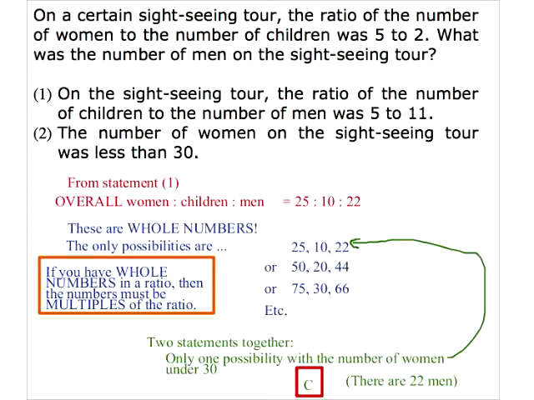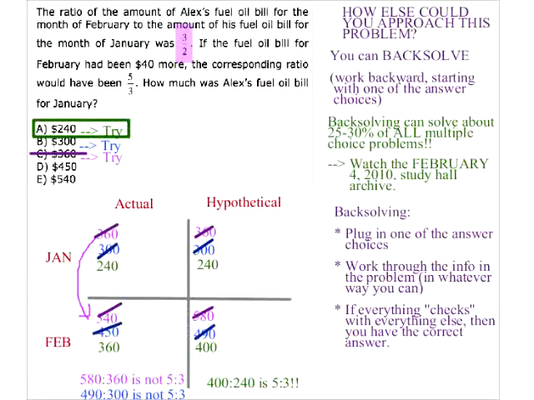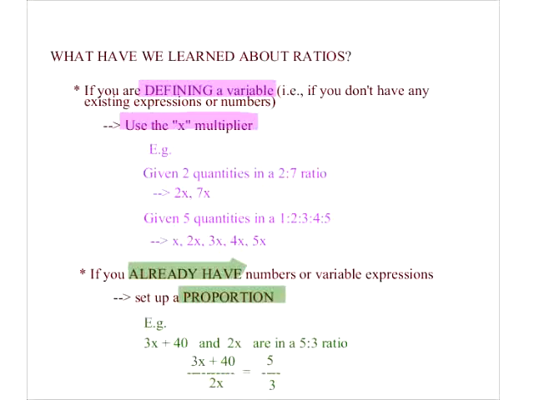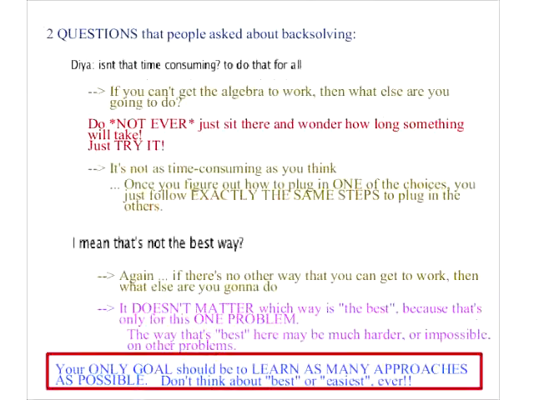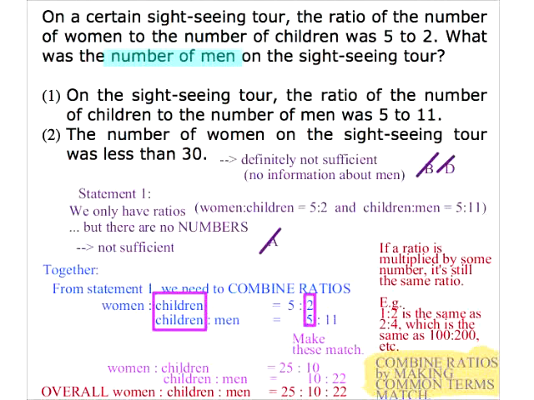Okay, so we're going to shift topics a little bit. We're going to get a chance to do at least one rate-related problem, maybe two, but at least one. So what we've learned about ratios: we've learned how to combine ratios. We've also learned that if you're defining a variable, you should just use a multiplier. But if you already have stuff, you should put them into a proportion. And then we learned how to combine ratios. That's here. You make the common terms the same.